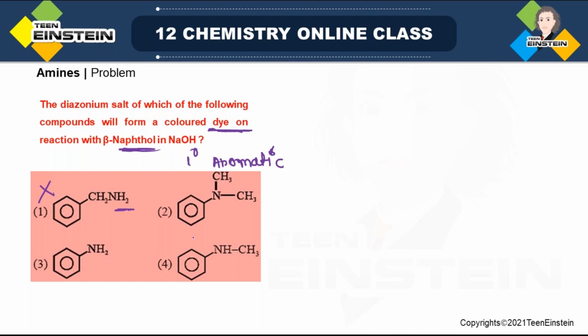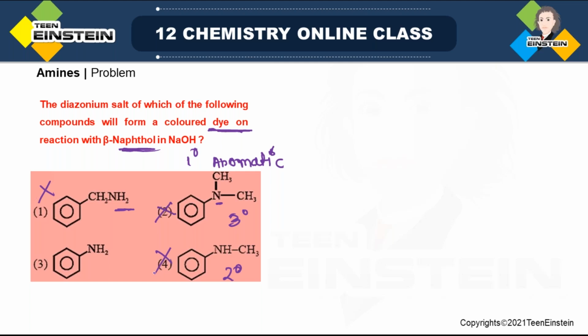Come to molecule number 2. This is not 1 degree. This is N with 3 groups. So this is 3 degree. It is aromatic, fine, but it is 3 degree. It is also not fulfilling the condition. And number 4, this is 2 degree because 2 groups are present, Ph and CH3. So this is also not 1 degree. It is aromatic but not 1 degree. So cross. Now you are left with only one option.